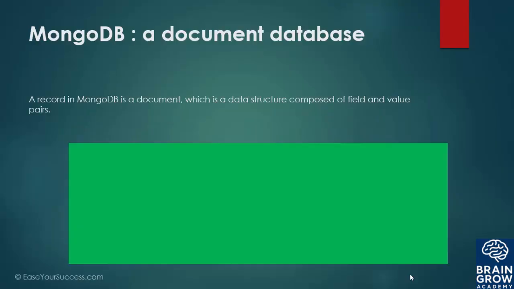MongoDB is a document database. A record in MongoDB is a document, which is a data structure composed of field and value pairs. We will be understanding this with an example.